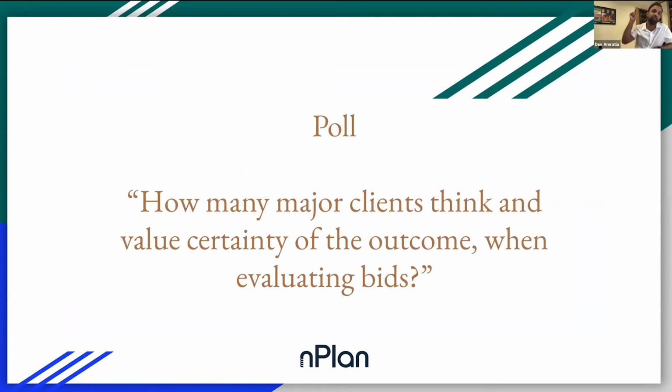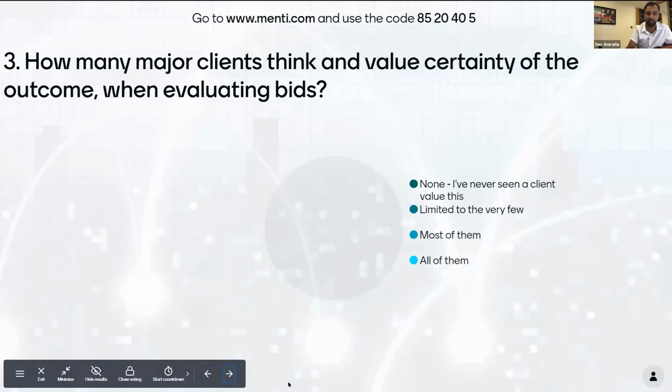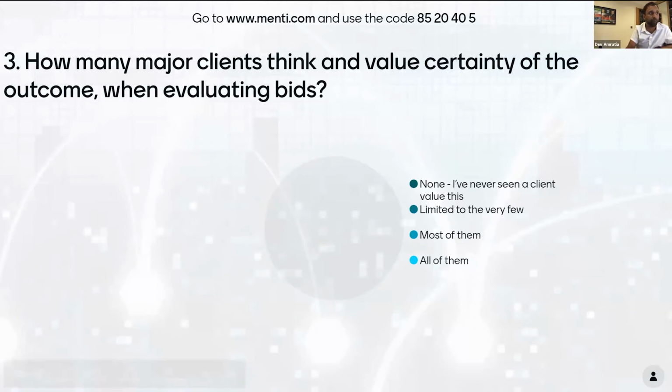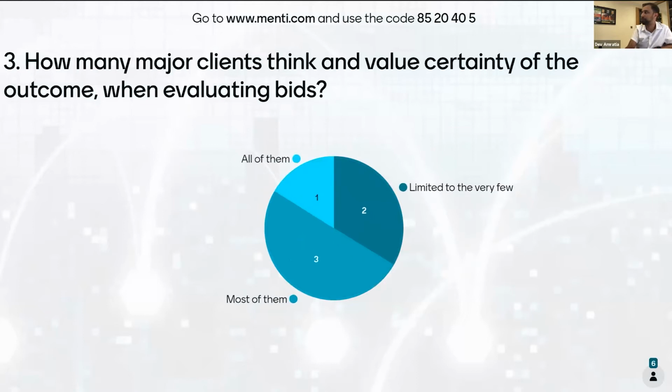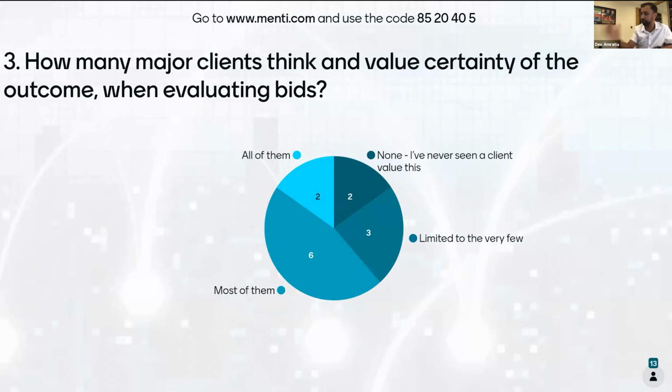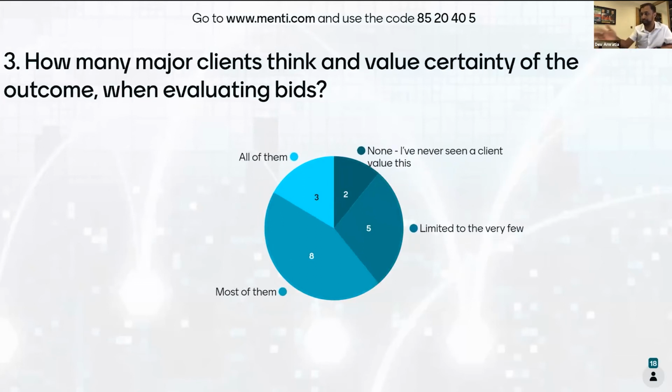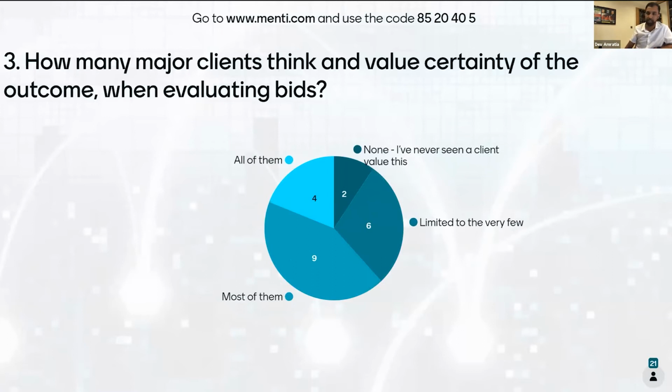Because again, if you don't care when your project is going to finish and just say, forget it, the contractor will handle this, they'll figure out when projects should be delivered by, then what I'm saying is probably not going to work very well. So I'd love to hear, how many major clients do you think value certainty of the outcome when evaluating their bids? They're thinking about economic value, right? A real estate developer is thinking, when can I get my tenants into the building? An oil and gas client is thinking, when can I start shipping products out of my refinery?